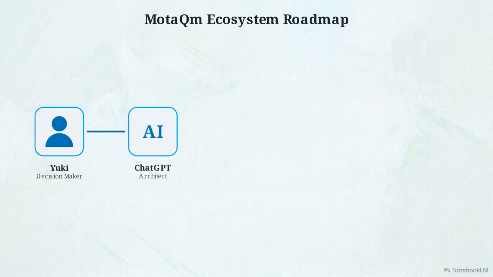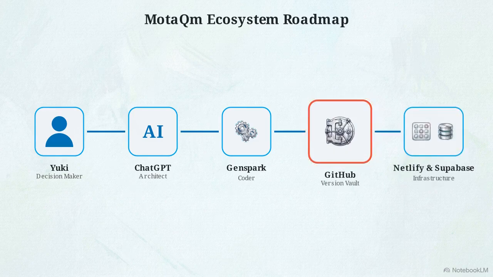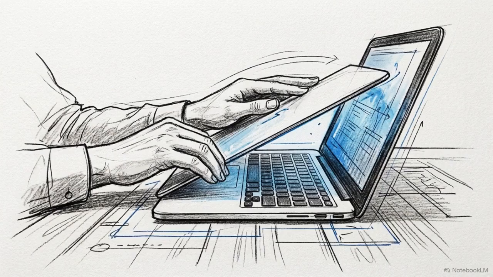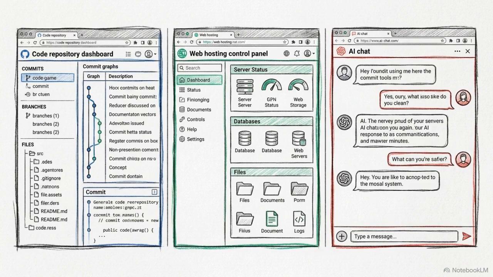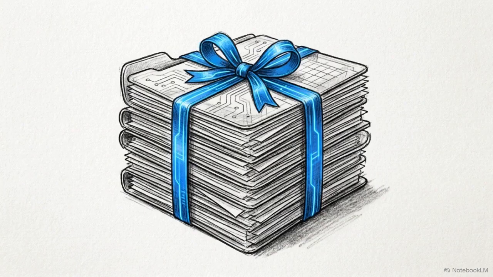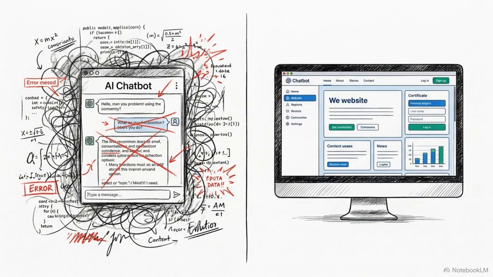Yuki makes the business decisions, ChatGPT plans the architecture, GenSpark writes the code, GitHub serves as the version control vault, and platforms like Netlify and Supabase handle the hosting and backend. Before we set up this workflow, make sure you have active accounts for GitHub, Netlify, and AI tools, along with your initial project files. While this framework mirrors how large tech companies operate, the setup is straightforward. It allows you to experiment freely with AI, knowing your live application is fully protected.